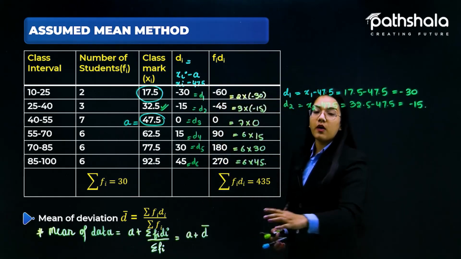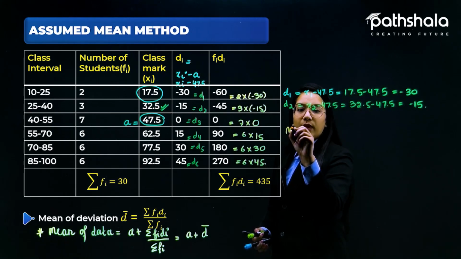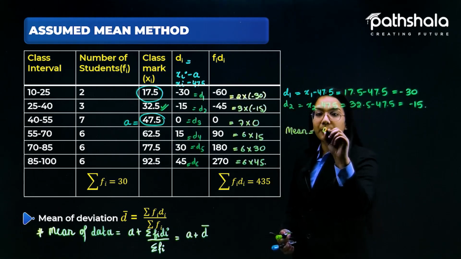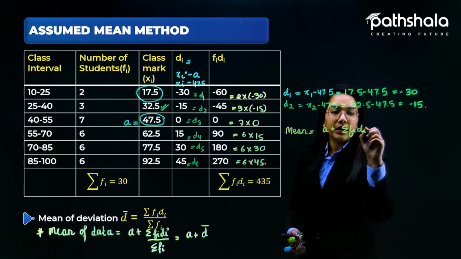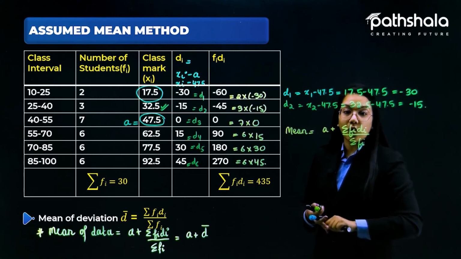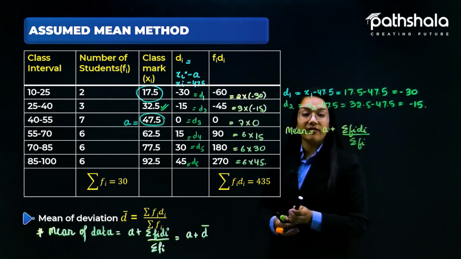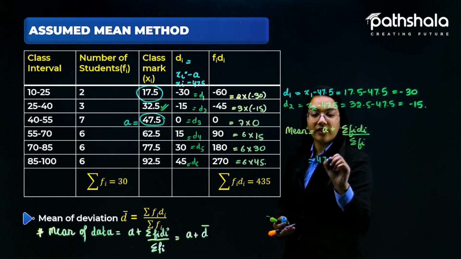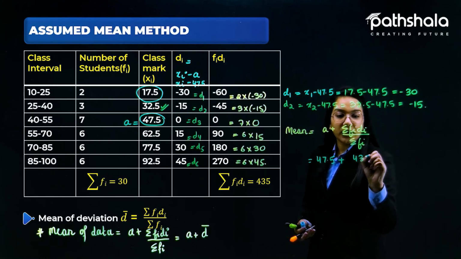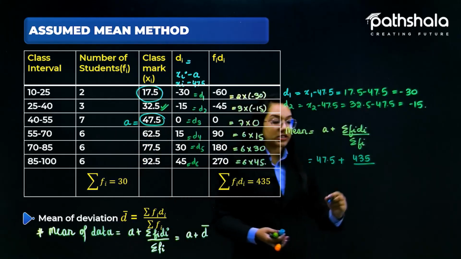So using this formula, I am now going to find the mean of this particular data. Let's find it out. We are starting with the mean, which is equal to A plus sigma Fi Di divided by sigma Fi. Let's plug in all the values. First, we have A as 47.5. We have taken A as 47.5 plus sigma Fi Di, which is 435, divided by sigma Fi. We know the value of sigma Fi is 30.